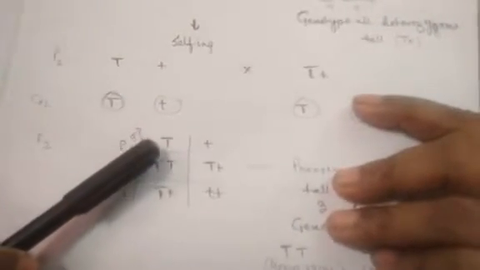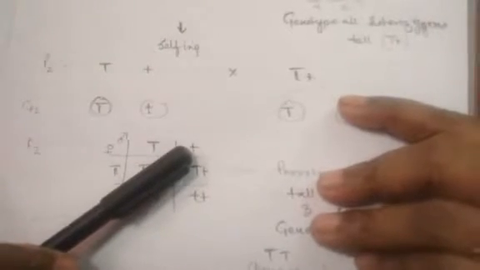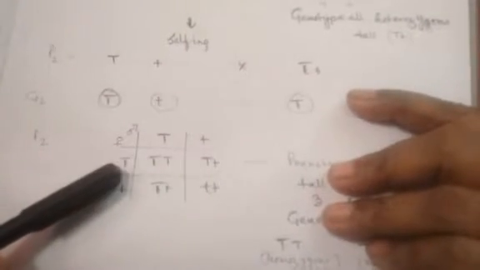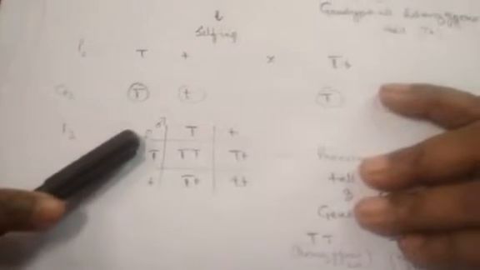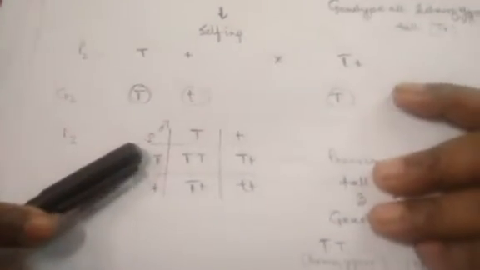Clear? So here, suppose for male we are taking the gametes capital T, small t, and for female also we are taking the gametes capital T, small t. Clear? So this is the second filial generation. Already the first filial generation is here, and this is the second filial generation.